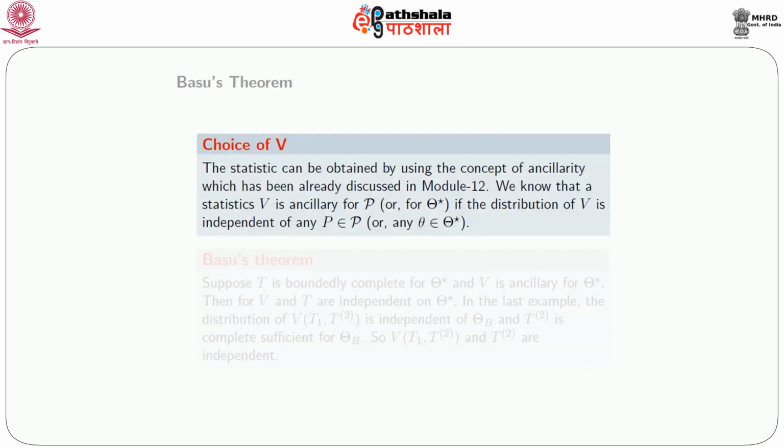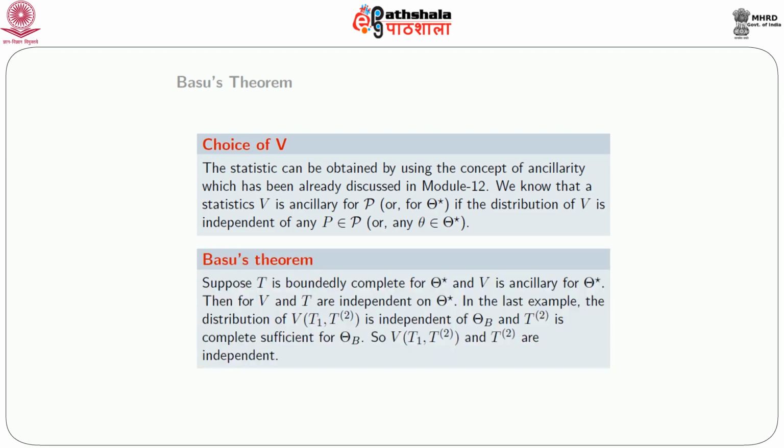Now we discuss a choice of v. The statistic v can be obtained by using the concept of ancillarity, which has already been discussed in module 12. We know that a statistic V is ancillary for a family script P, or for theta star, if the distribution of V is independent of any P belonging to script P, or of any theta belonging to script theta star.